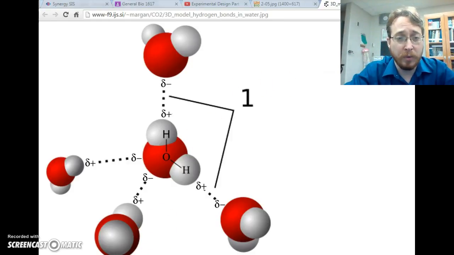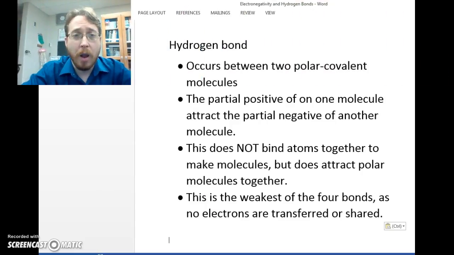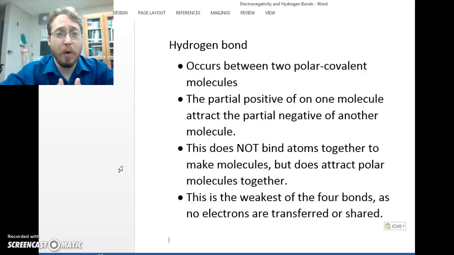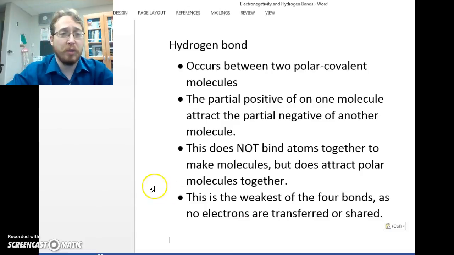So let's review. Hydrogen bonds occur between two polar covalent molecules. The partial positive on one molecule is attracted to the partial negative of another. This does not bind atoms together to make molecules, but does attract polar molecules together. This is the weakest of the 4 bonds, as no electrons are transferred or shared.